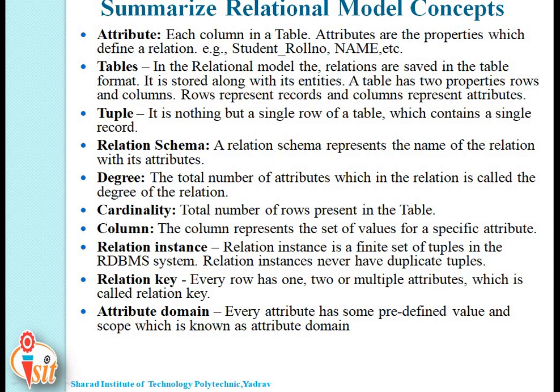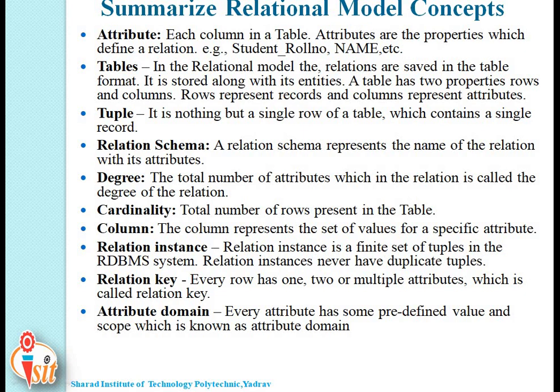Relation schema represents the name of the relation with its attributes. Next one is degree, the total number of attributes in the relation, known as the degree of the relation. Cardinality, the total number of rows present in the table. Column represents the set of values for a specific attribute. Relation instance is the finite set of tuples in the relational database model system. Relation instances never have duplicate tuples. Remember this, relation instances never have duplicate tuples.